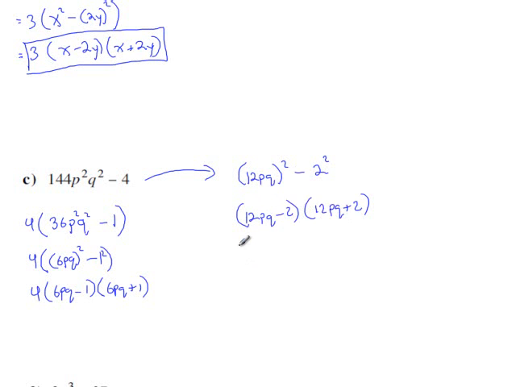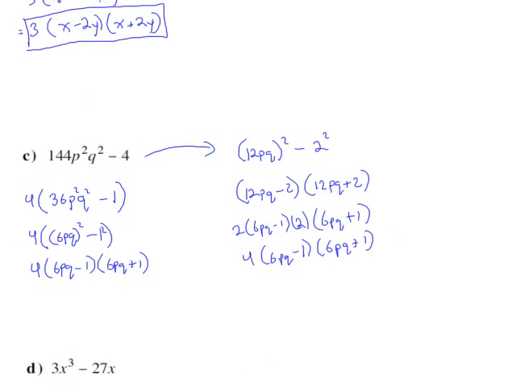If you took out a 2 from this bracket, you'd have 2 times 6pq minus 1, and then you'd have to take out a 2 from the second bracket as well. So times 2 times 6pq plus 1. 2 times 2 is 4, so you would end up writing it as 4 times 6pq minus 1 times 6pq plus 1. So you'll eventually get the same answer. The problem is it's such a temptation to leave it at this and forget that there are common factors to take out. So always check your original question first to see if it does have common factors.